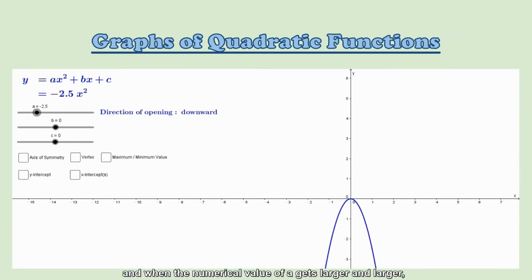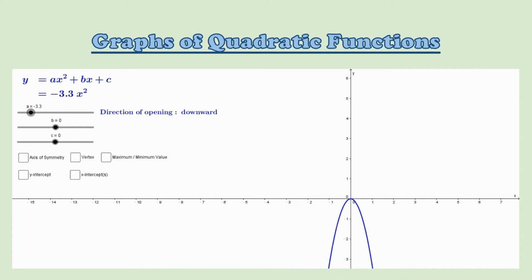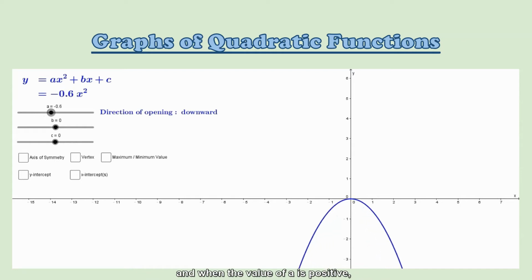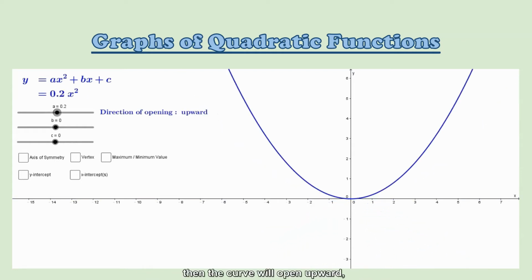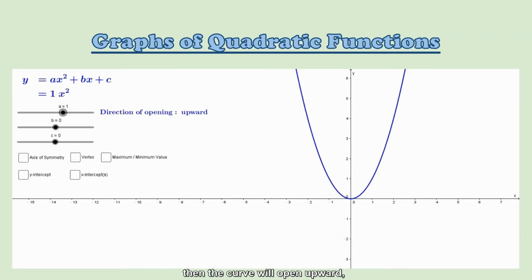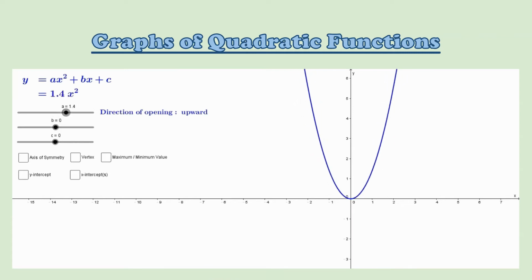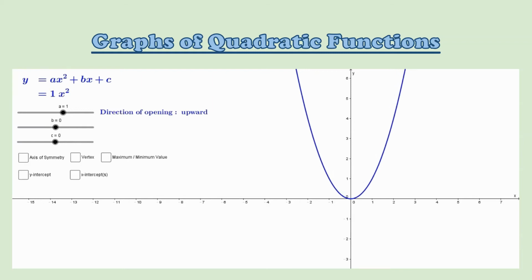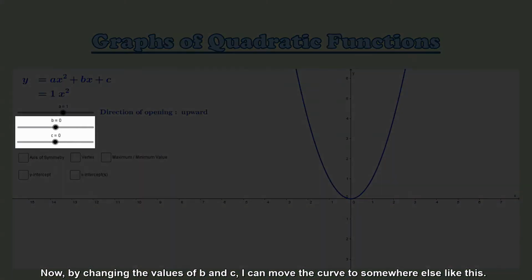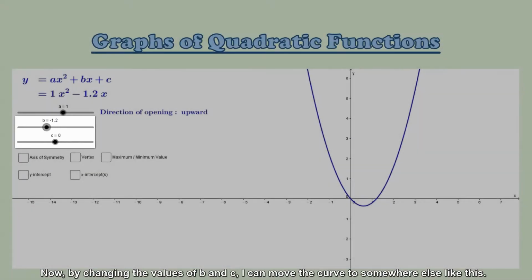And when the numerical value of a gets larger and larger, the curve will become narrower and narrower. And when the value of a is positive, then the curve will open upward, like this. Now by changing the values of b and c, I can move the curve to somewhere else, like this.